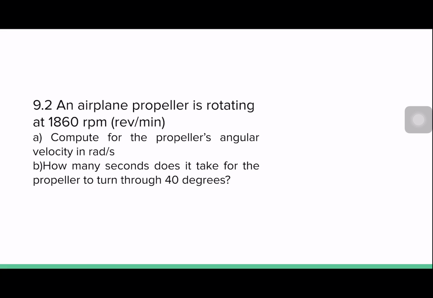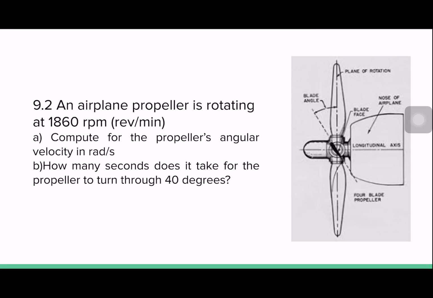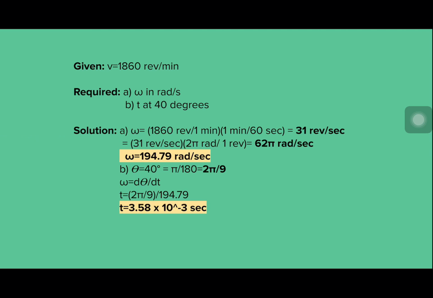An airplane propeller is rotating at 1860 RPM, or revolutions per minute. Now, what we have to do is compute the propeller's angular velocity in radians per second, and how many seconds it takes for the propeller to turn through 40 degrees. So right here we have our propeller, a little diagram. So, getting into our solution.